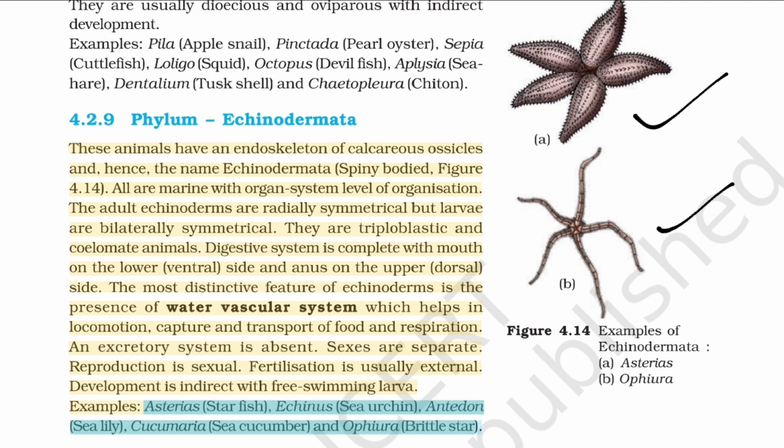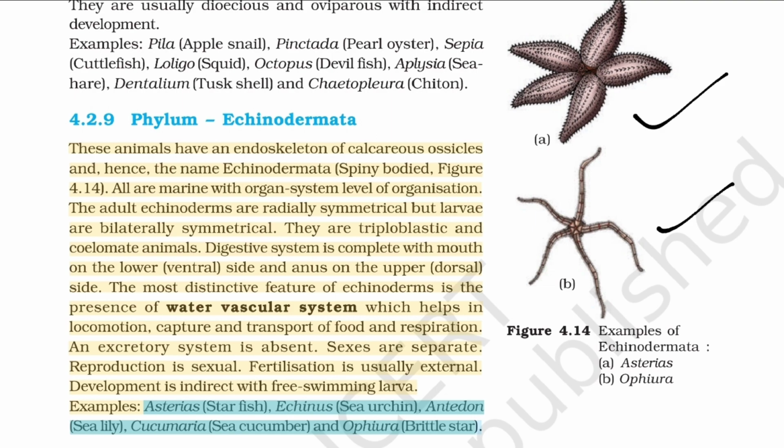4.2.9. Phylum Echinodermata. These animals have an endoskeleton of calcareous ossicles and, hence, the name Echinodermata, spiny-bodied, figure 4.14. All are marine with organ system level of organization. The adult echinoderms are radially symmetrical but larvae are bilaterally symmetrical. They are triploblastic and coelomate animals. Digestive system is complete with mouth on the lower, ventral side and anus on the upper, dorsal side. The most distinctive feature of echinoderms is the presence of water vascular system which helps in locomotion, capture and transport of food and respiration. An excretory system is absent.